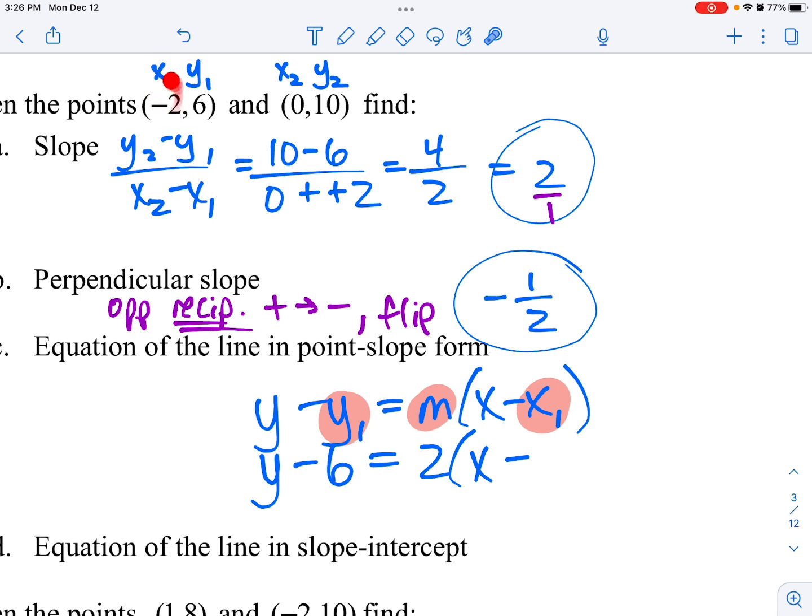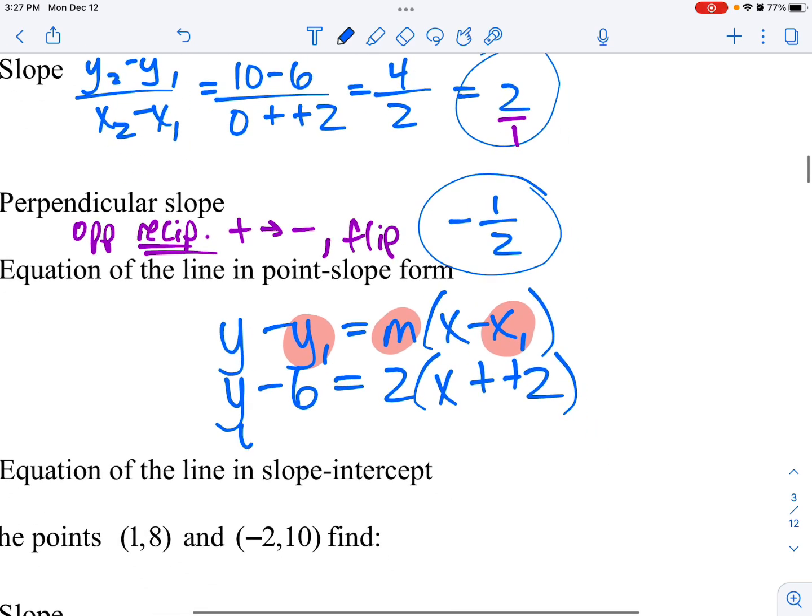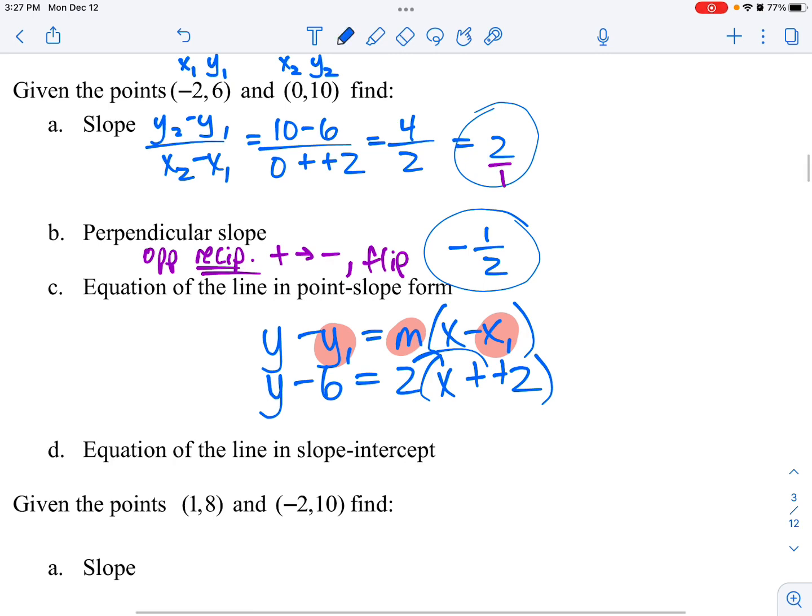Oh, again, a double negative. It was minus negative 2. Yes, that changes to a plus 2. So I'm going to write y minus 6 equals, I'm going to distribute this 2. Sorry, the reason I'm doing that is because I'm seeing that the next question is slope intercept. So this is our answer for this question.